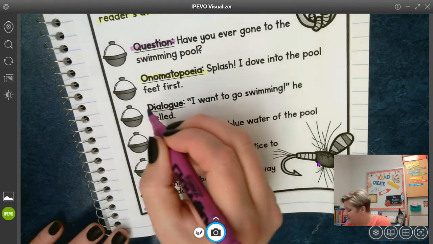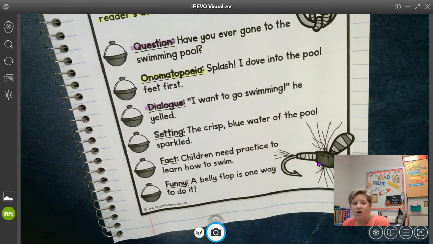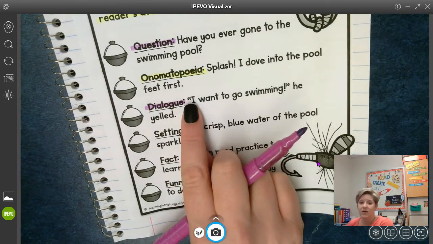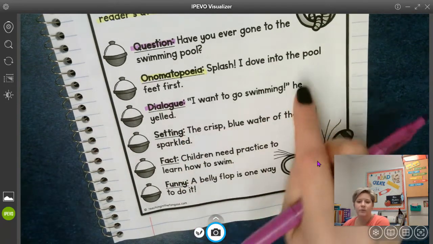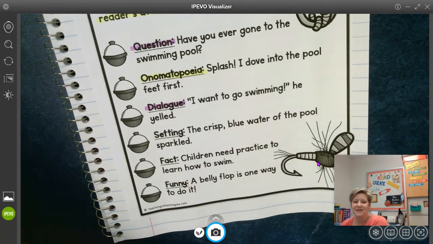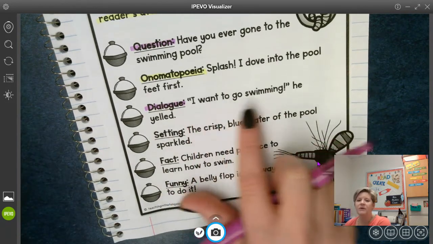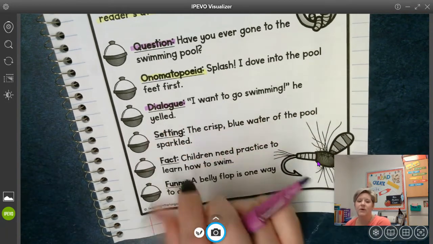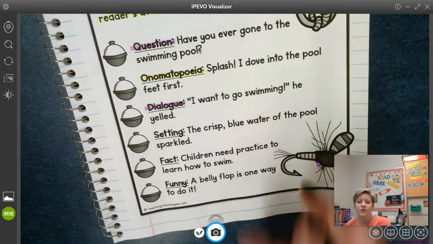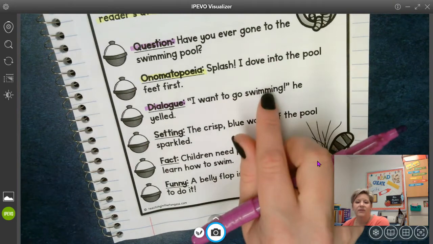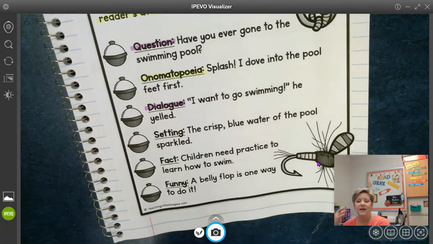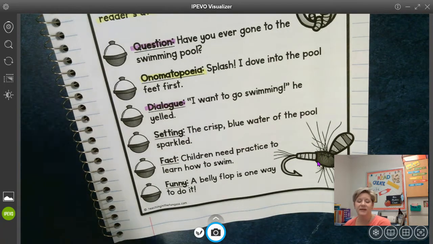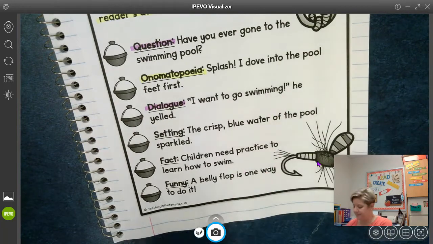You could also use a dialogue. Dialogue is somebody saying something directly. So when you have dialogue, you have quotes. If you're ever reading a story and you see those quotes around a group of words, that means that somebody said that. So it says, "I want to go swimming," he yelled. Well, by using the quotes, we know what the author is saying. And then when it says he yelled, I can imagine that because I know what it would be like if somebody yelled, "I want to go swimming."